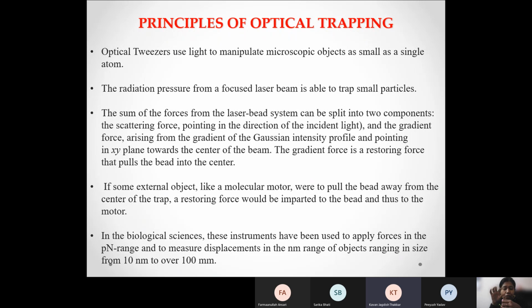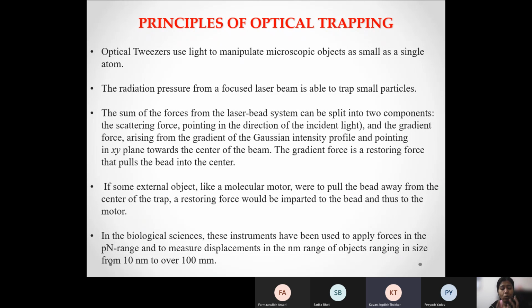So that's exactly what you see when you see an object like a bead under an optical trap. You would see that as soon as you bring the optical trap near the bead, it sort of moves into the center. And now if you slightly move this optical trap, you would see that the bead too follows the optical trap. It kind of tries to position itself in the center. So there is a restoring force that is acting on the bead.